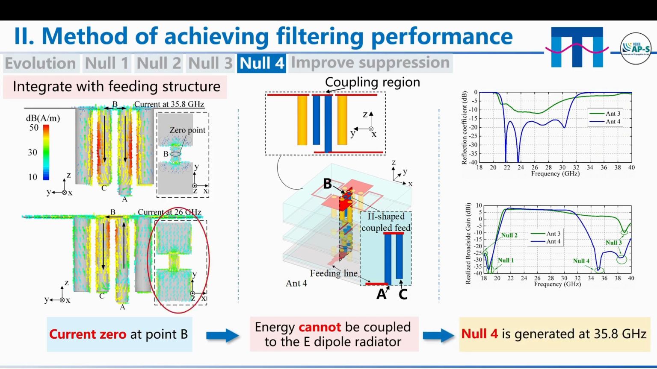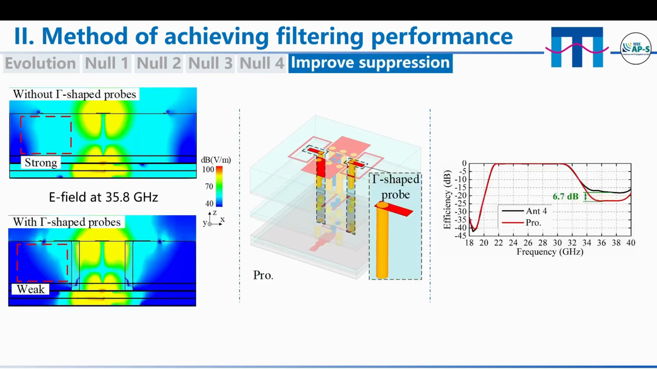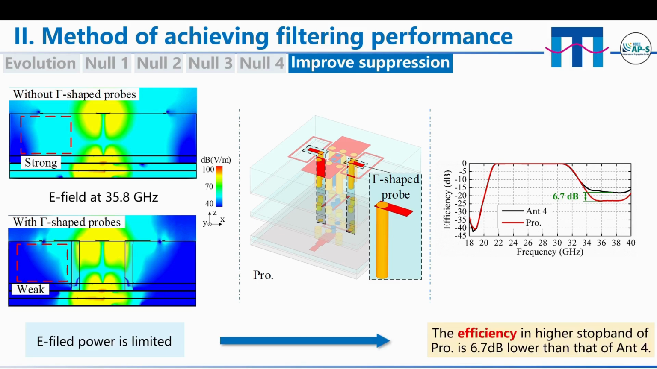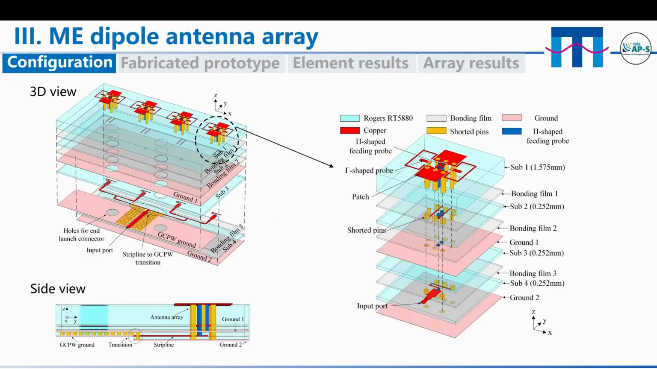Differently, strong power is coupled to the E dipole at 26 GHz. The impedance matching is also improved by capacitive coupling. Finally, a pair of gamma-shaped probes are arranged. Most of the E-field power is limited, and the efficiency of the proposed antenna in the higher stop band is lower by 6.7 decibels. A 1x4 antenna array is designed.